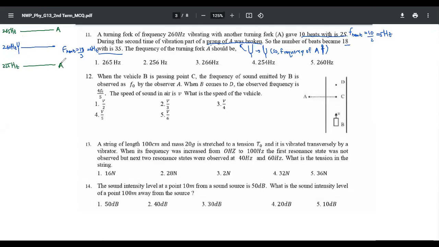Both are possible because A could be these two. We don't know. It's either 255 or 265. Then only 265 is there in the answer, na? Then this question is nothing, people. Boring.